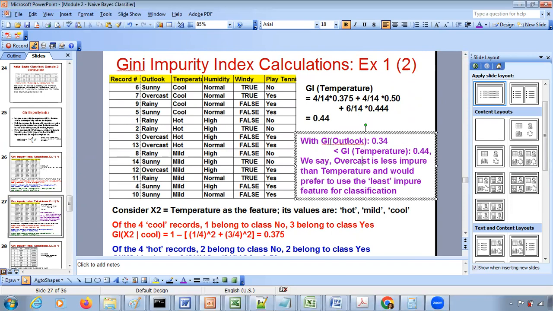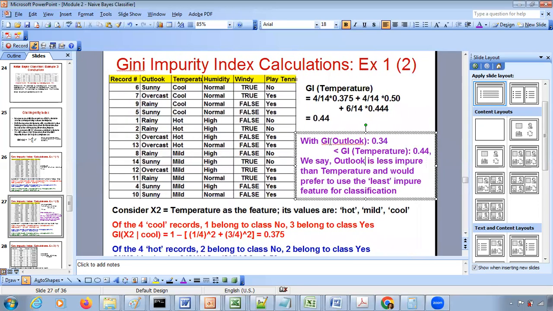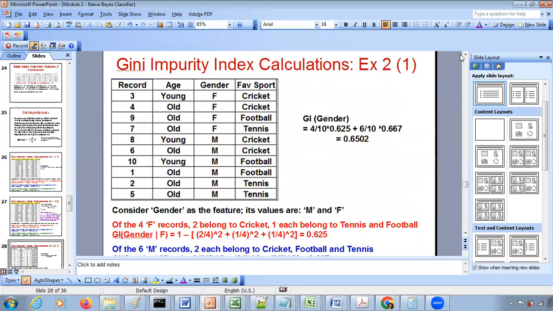You say outlook is less impure than temperature. So between these two features, outlook and temperature, we would prefer to use outlook as the feature of interest that can be used for classification. So that's less impure than temperature. So that's kind of how you compute the Gini impurity index.